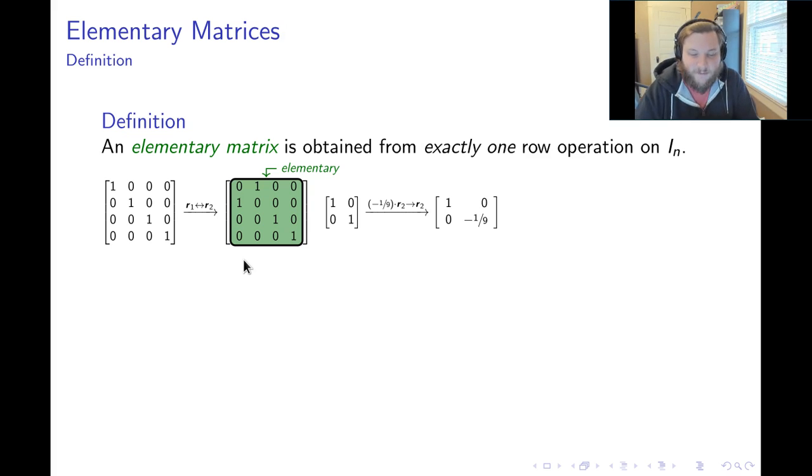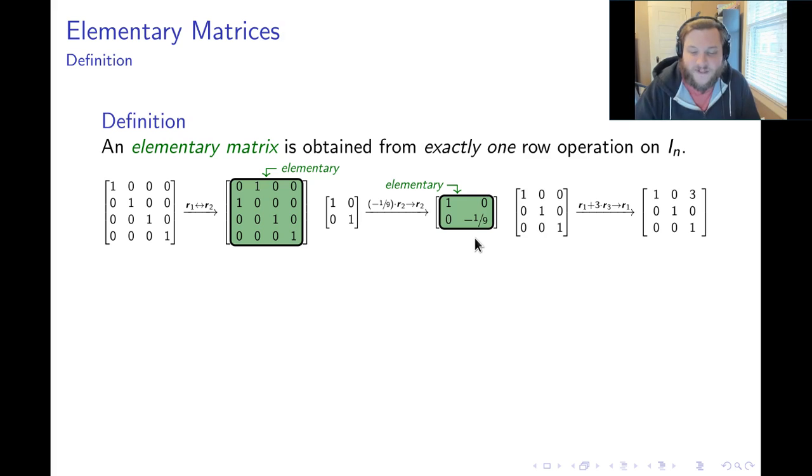Here's another example. In this example, we're starting with the 2x2 identity matrix, and we are scaling the second row by the number -1/9. So now we produce the same thing as the 2x2 identity, except the second one on the diagonal is now converted to a -1/9. This is another example of an elementary matrix. We took an identity matrix and we did exactly one elementary row operation.